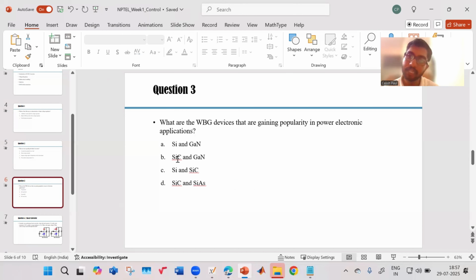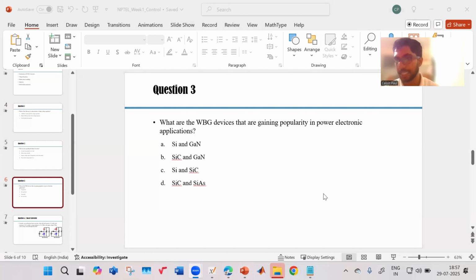Okay, so silicon carbide is preferred for higher voltage applications. And at those very high voltage applications, usually IGBT switches were used, but now they're slowly being replaced by silicon carbide. Gallium nitride is not that popular for very high voltage, but it is more popular for low voltage applications like 100 volt, 200 volt, etc.